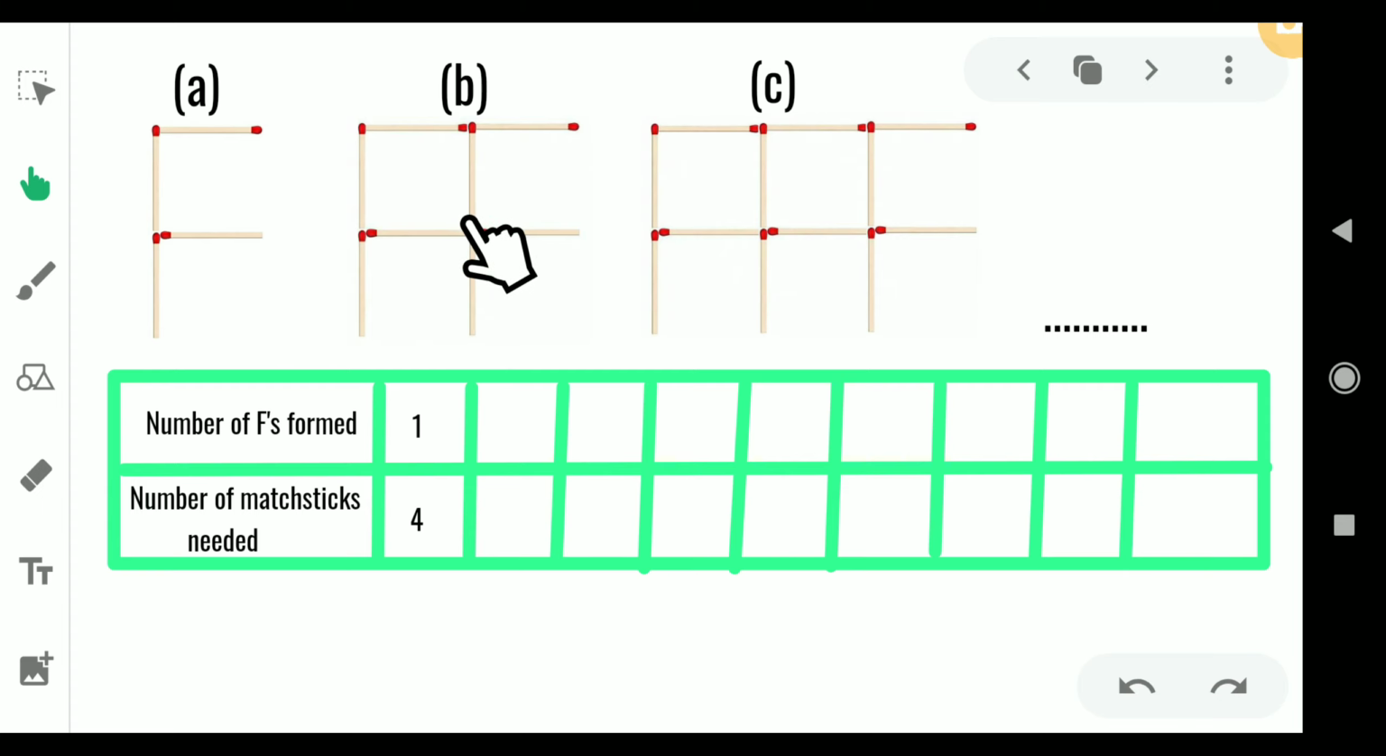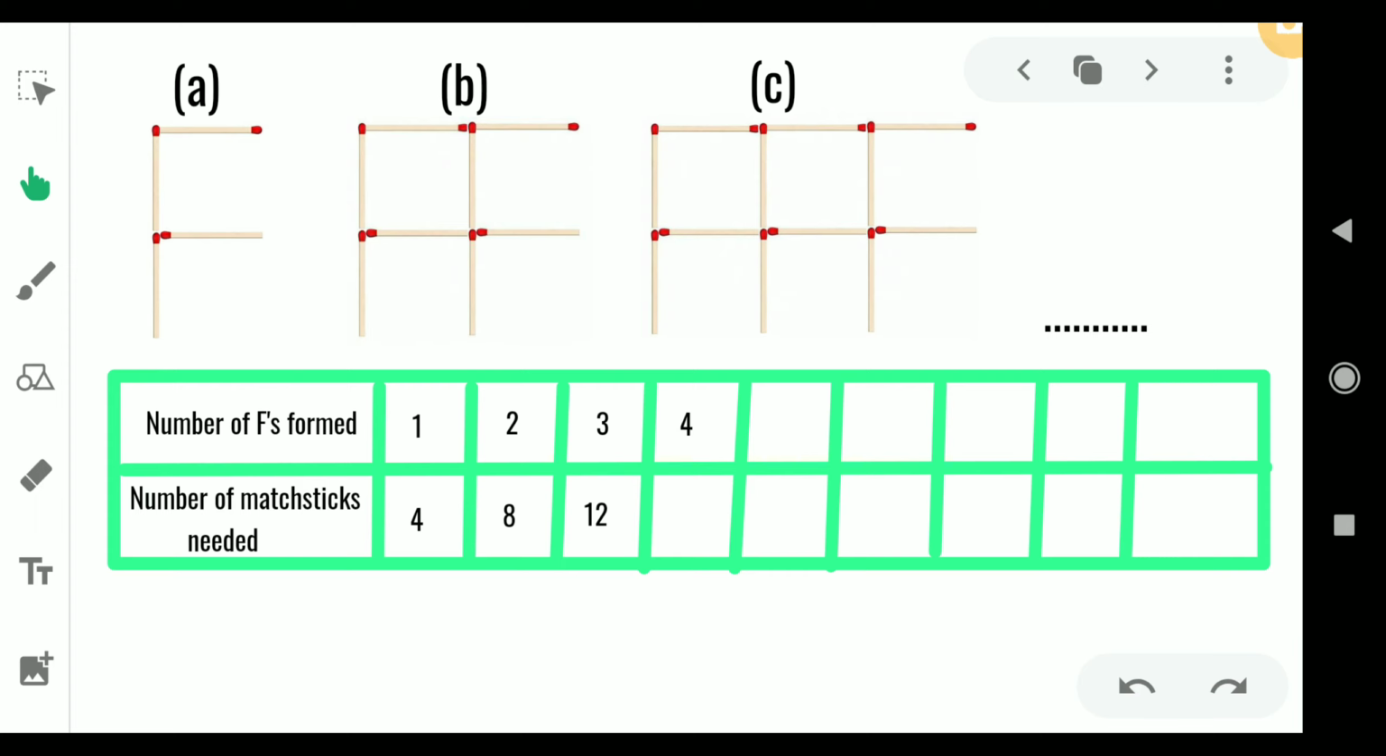Let's move on to the next situation. Here we got 2 F's. How many matchsticks have we used? For making 2 F's, we have used 8 matchsticks. Let's move on to this situation. For making 3 F's, how many matchsticks have we used? 4, 8, 12. So we have used 12 matchsticks. Like this, we can easily write the number of matchsticks required for 4 F's.